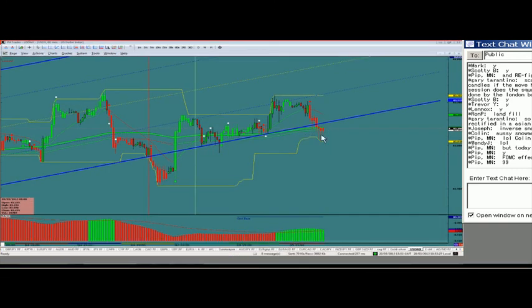So, you can see we got some wicks here. And last time we had some wicks here, what did they do? They took it up. See? So, they may start buying dollars here.